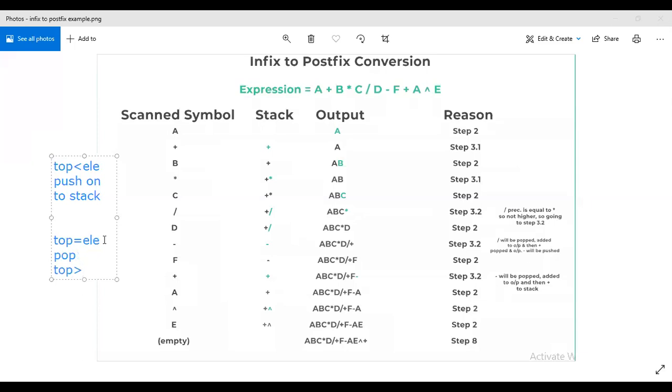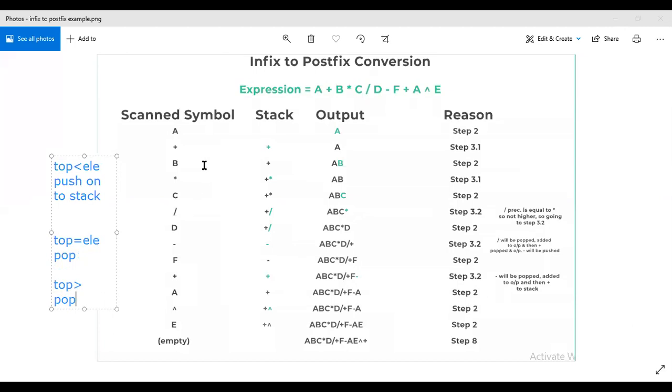You see how to understand. If I understand these three steps, the thing is over. Pop. When I push the operator on the stack, then I will pop the operator on the stack. That you have to understand.